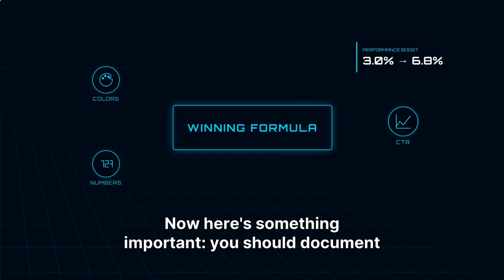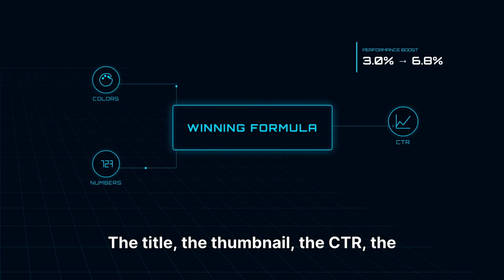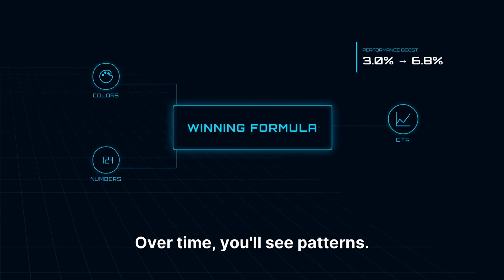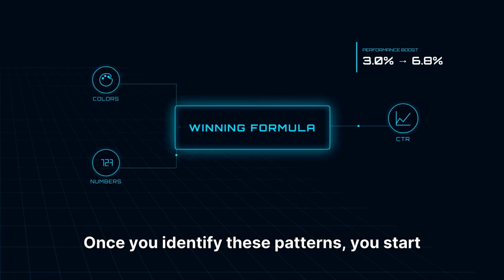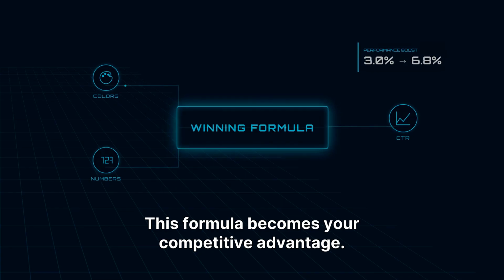Now here's something important. You should document what works. Keep a spreadsheet. The title, the thumbnail, the CTR, the date. Over time, you'll see patterns. Once you identify these patterns, you start building a formula. This formula becomes your competitive advantage.